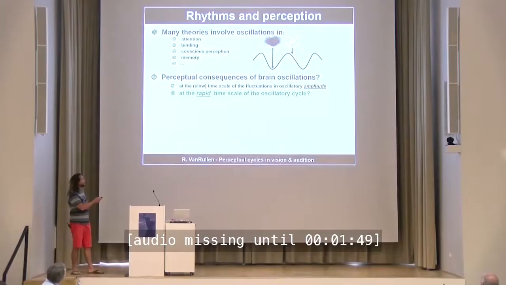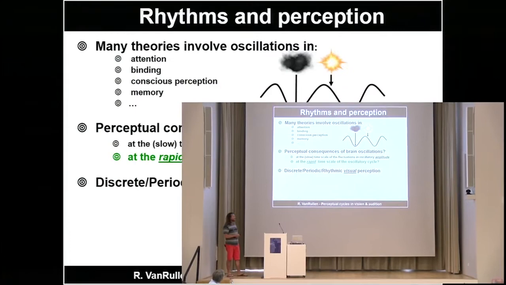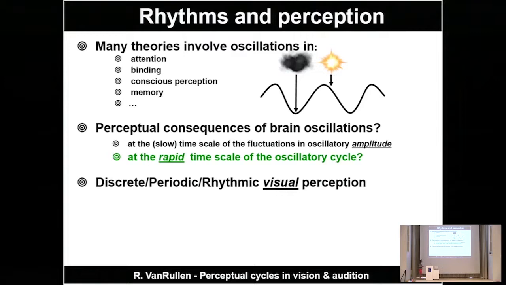Hypothesis that I've been working on for, well, let's say, the past 15 years now, something you can call discrete or periodic or rhythmic perception. And over the years, we have gathered quite a bit of experimental evidence for this, again, in the domain of visual perception. And so I'm going to show you some of this experimental evidence.